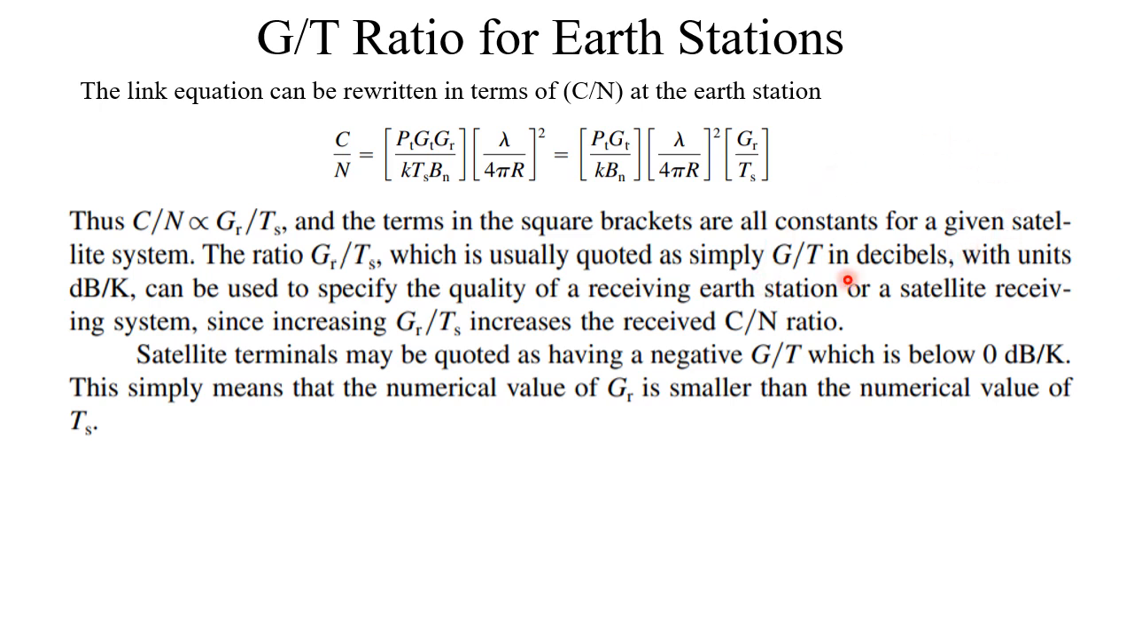So G by T plays an important role for the satellite communication system, right? Because if we can calculate it, it will give you the same effect as that of the C by N ratio or the signal to noise ratio.